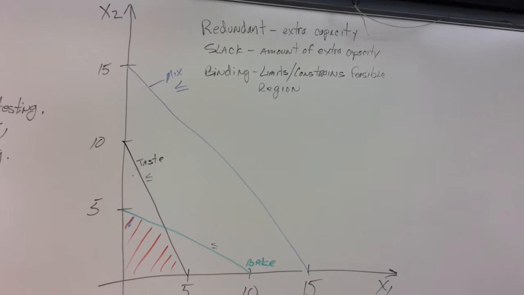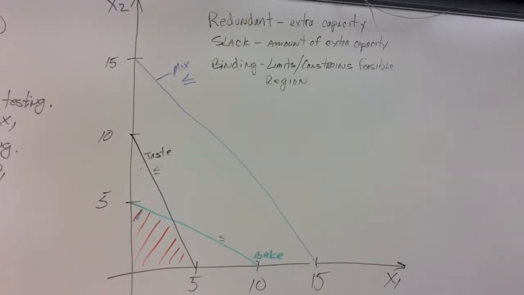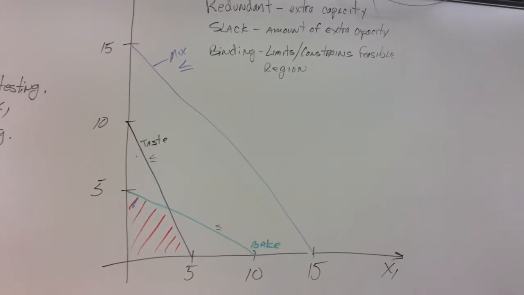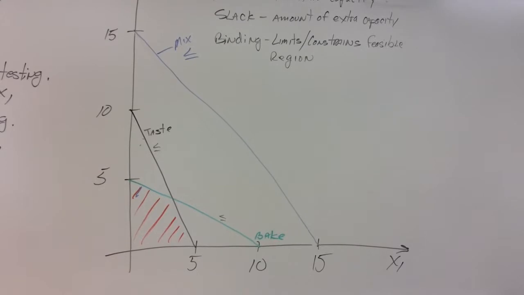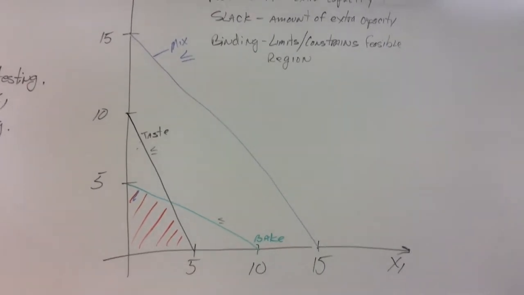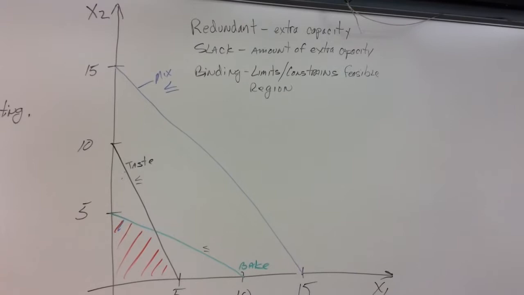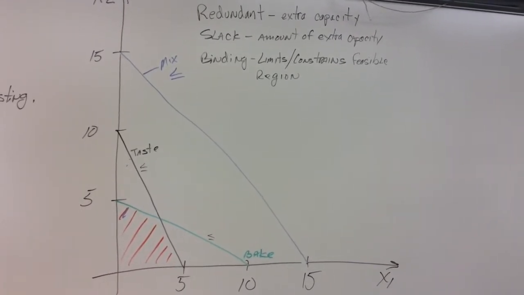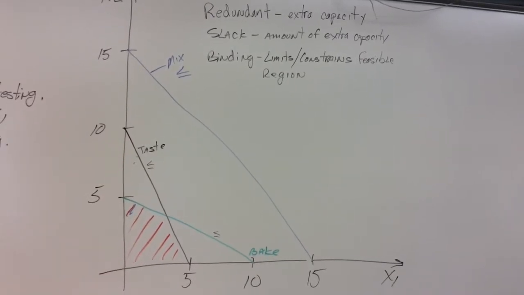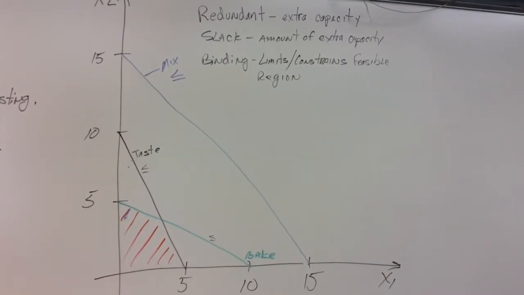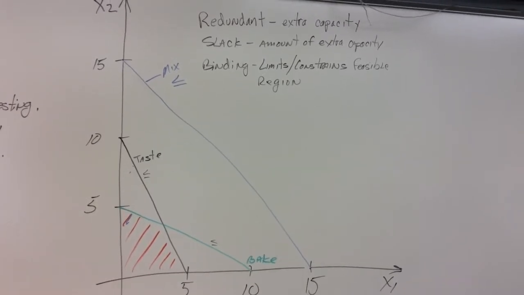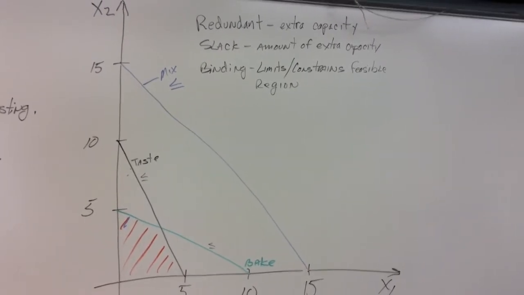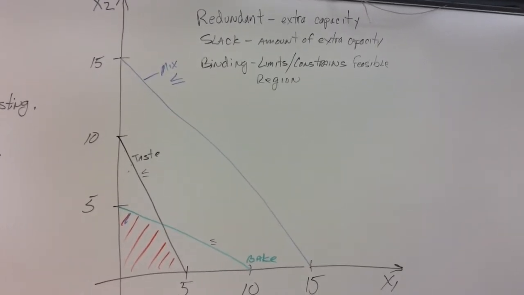So first look at the feasible region, which I have shaded in red. It's between 5 and 5, and we can call that fourth point there maybe 3, 3. So that's the feasible region. A binding constraint helps establish that feasible region. So that's our testing and our baking. If you look at the mixing, it's way out there, and it really doesn't affect the feasible region. So that's a redundant constraint. In other words, it doesn't limit us at all, so it's redundant.